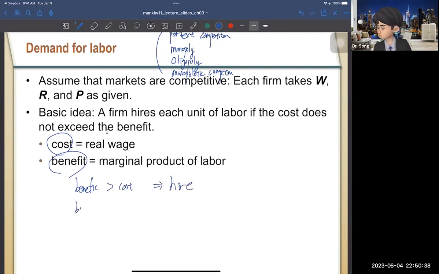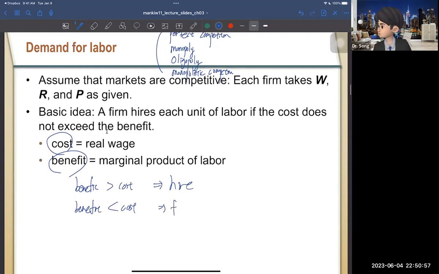Okay, but what if the benefit is less than cost? So, for example, you need to pay him $15 per hour, but his contribution to your company is less than $15 per hour, then you don't have an incentive to hire that person, right? So you don't hire him, or you can fire that person, okay? And here, the benefit is the marginal product of labor. So that's a new term that you probably never heard. But the cost you already saw, that's the real wage, right? Because when you hire workers, you need to pay them the real wage, that's the cost.